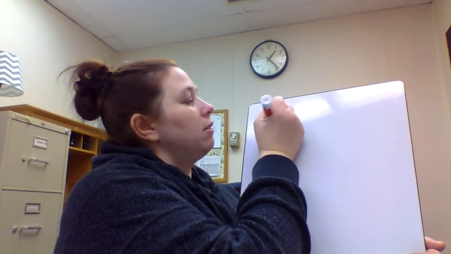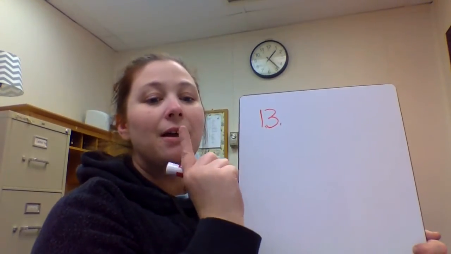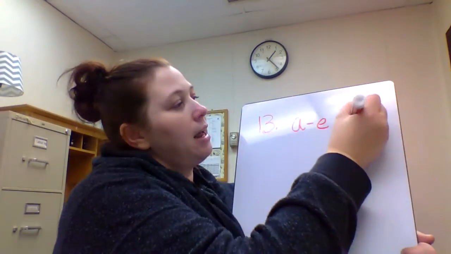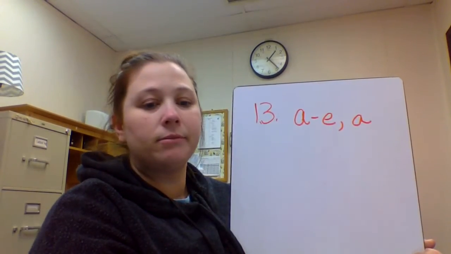All right, let's practice spelling a couple of words with this. Let's spell first, number 13. Let's write down how we would make the A sound. I just did this on the board, but we're doing it actually on number 13. So it would be A consonant E, comma, A. Okay?